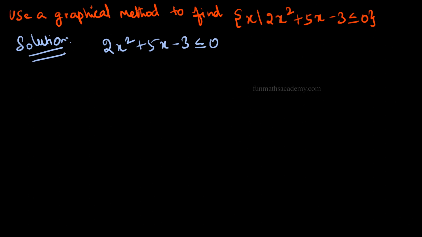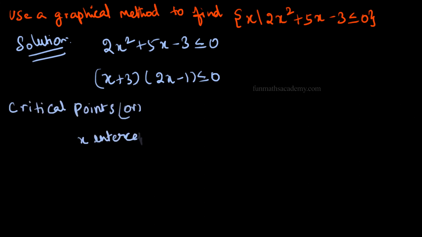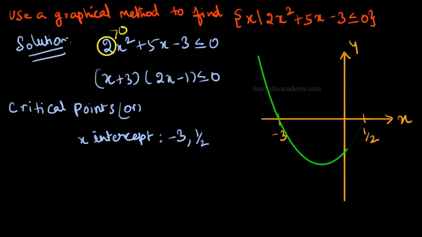You don't have to find the vertex and y-intercept to sketch this graph. It is enough if we find the x-intercepts, that is the critical points, to plot the graph. So when we factorize this inequality, we get x plus 3 into 2x minus 1 is less than or equal to 0. From this, we get the critical points as minus 3 and 1 by 2. Since the coefficient of x squared, that is a, is equal to 2 and 2 is also greater than 0, this graph will be concave up. And the graph will be like this.